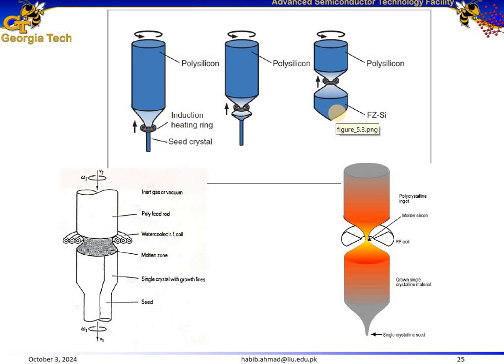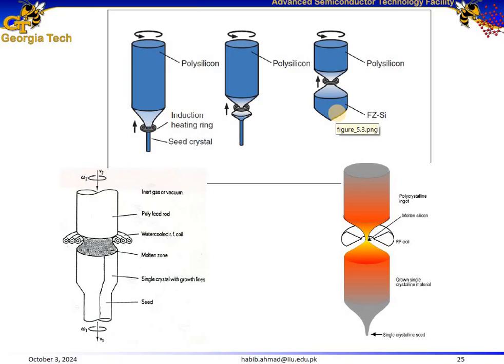Third, it has low oxygen content. Float zone technique growth typically results in lower oxygen contamination compared to the Czochralski growth method, which makes the float zone growth technique silicon ideal for high power and radiation sensitive applications.